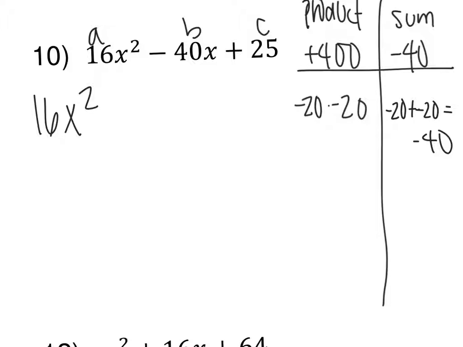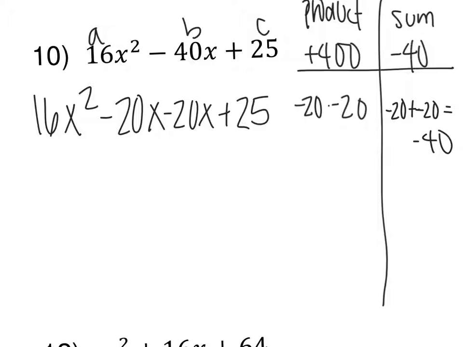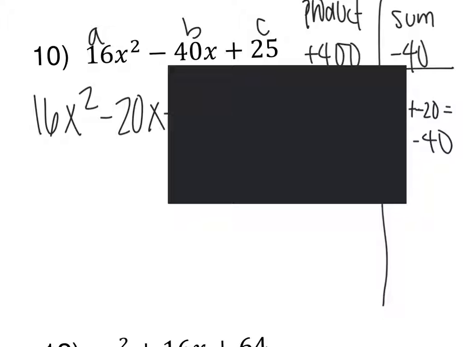Instead of 16x squared minus 40x, it's going to be 16x squared minus 20x minus 20x plus 25. And I've got to look at each half of this and see what they have in common. So starting with the left side, well, 16x squared and 20x, 16 and 20 are both divisible by 4, so I'm going to be able to take a 4 out of that. And x squared and x, they both have an x in there. So if I divide 16x squared by 4x, then I am left with 4x. And then negative 20x divided by 4x is going to leave me with negative 5.